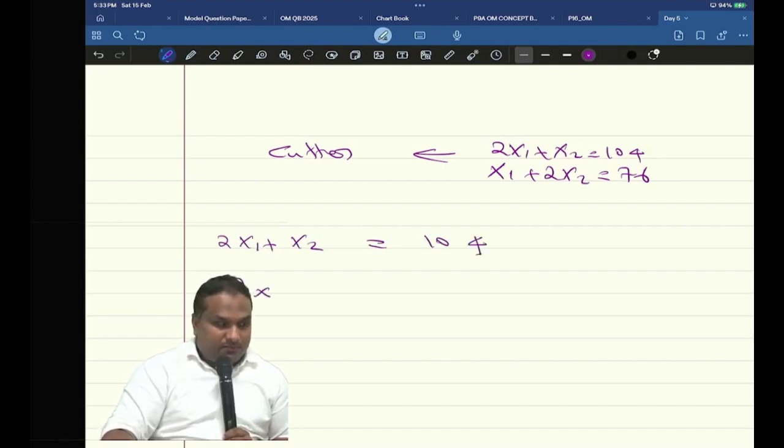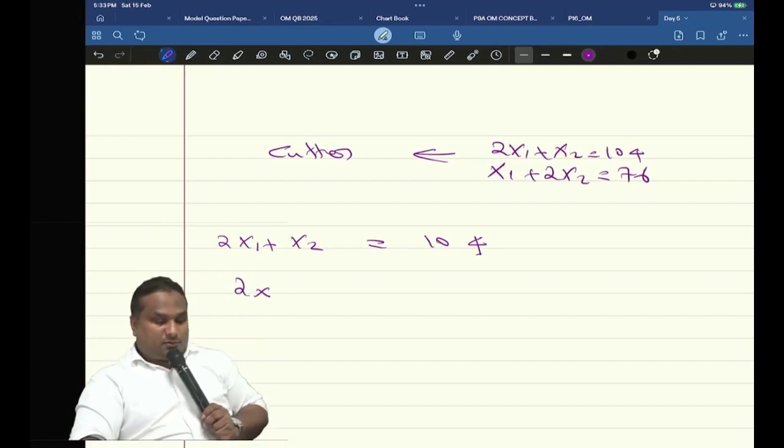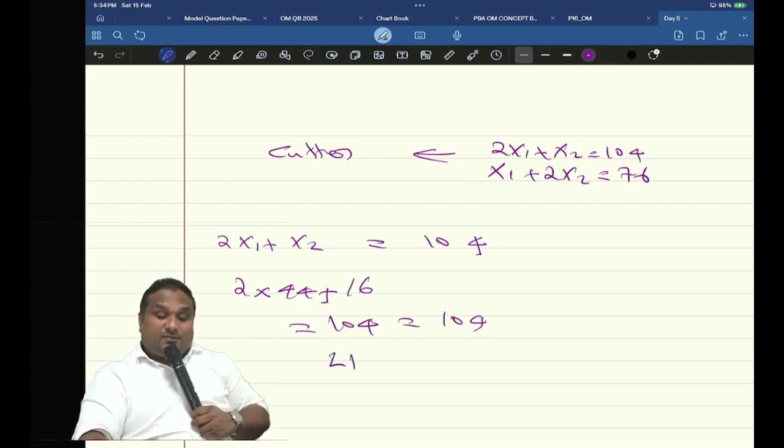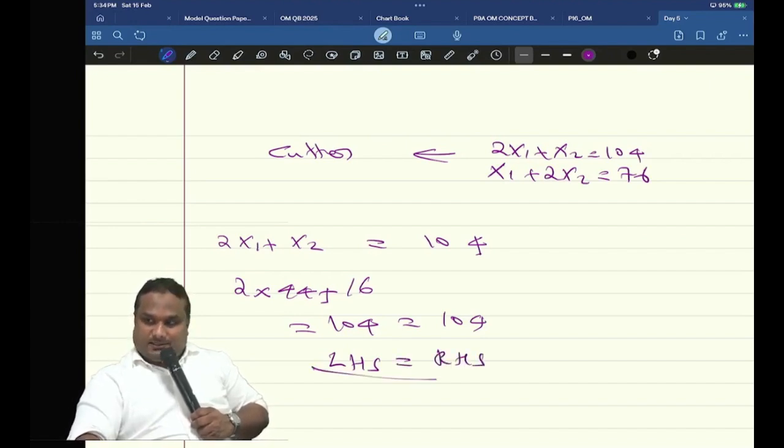Now x1 is 44. 2 into 44 plus 16. 2 into 44 is 88. 88 plus 16 is 104. Out of the 104 hours, we utilized them fully. We have not given him a single minute to rest. Understood?